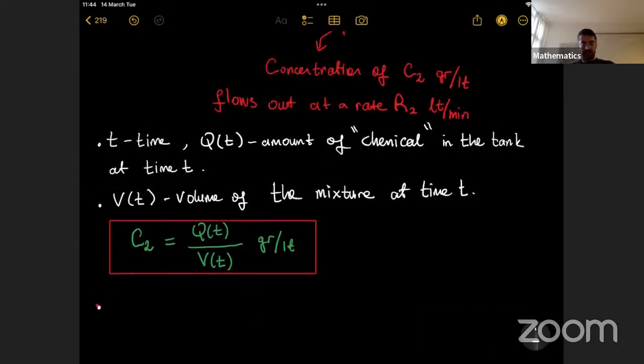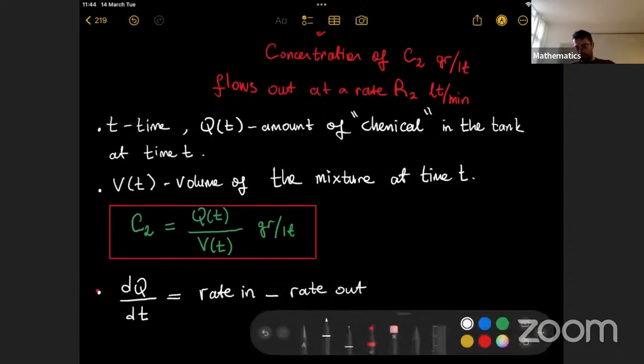So basically we will try to find QT. To find QT, we will use this equation: the change in the amount of the chemical QT by time T is basically rate in, right? So there is a chemical that flows in. And some chemical flows out, solution flows out, so we need to subtract this one. So this is rate out.